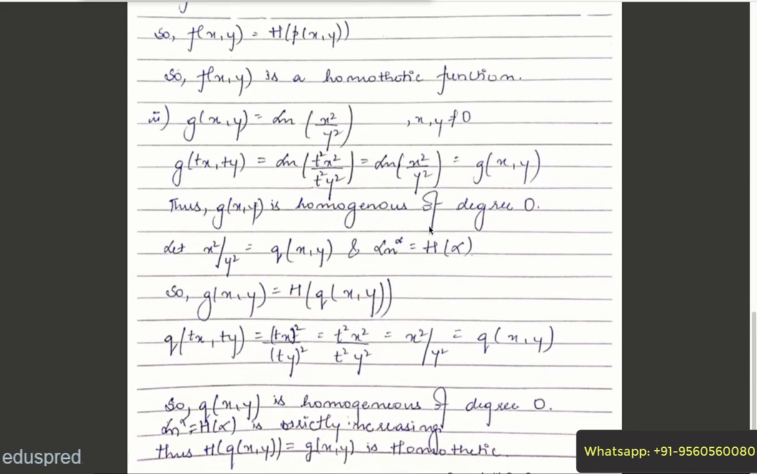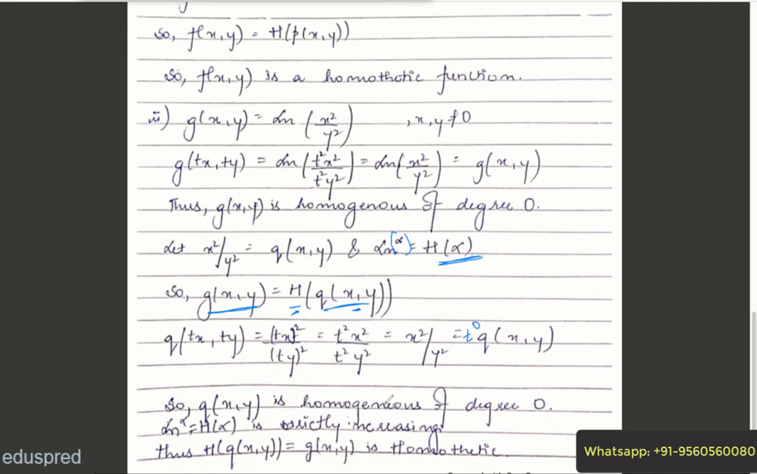Now let's try and see if this function is homothetic or not. If I let x square by y square be q(x,y) and ln alpha be h of alpha, then my g(x,y) can be written as h of q(x,y). Now I have to see that my q(x,y) should be homogeneous and h should be strictly increasing. So q of (tx, ty) is (tx) square divided by (ty) whole square, or t square x square divided by t square y square, which is again x square divided by y square, which is equal to q(x,y), and it again has a coefficient of t to the power 0 just like before.